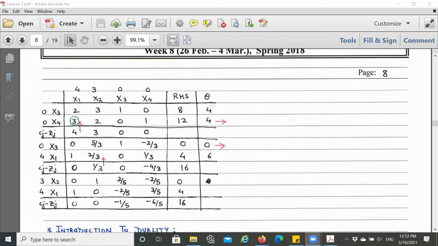So degeneracy is a case when you're using the simplex table or simplex method, and when you take the ratio between the pivot column and the left-hand side value, the B column vector, you see that there's a tie. There is more than one row with the same value, and you arbitrarily select one of them.